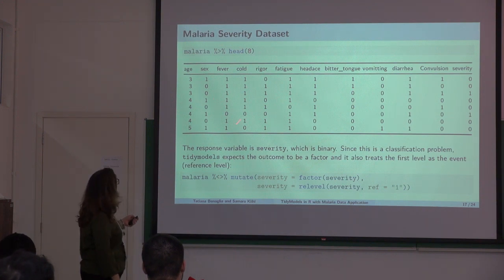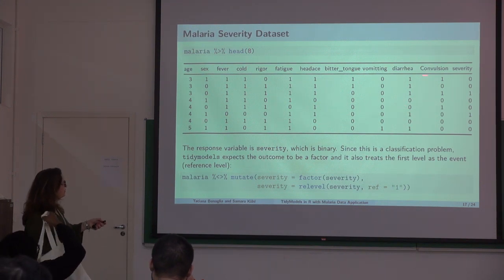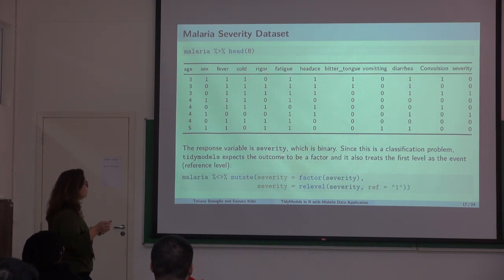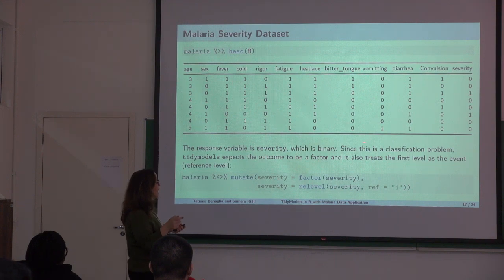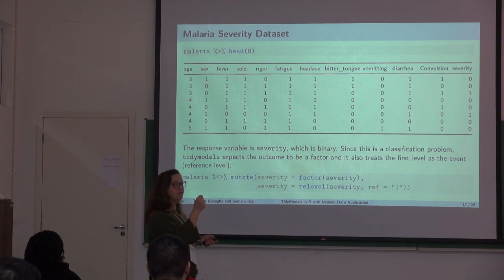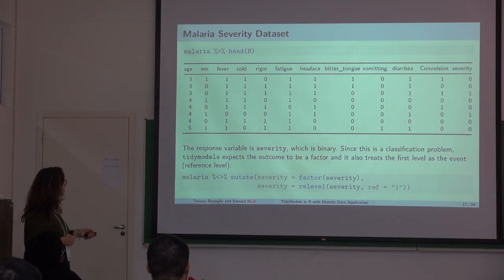Just to look at it like a nicer Excel table, I put some columns here, not all of them, and then the severity. The response variable is severity, which is binary, so we have to transform this into a vector, and we need to set the event, which is if the disease is severe, as the reference level. So that's what we are doing here.